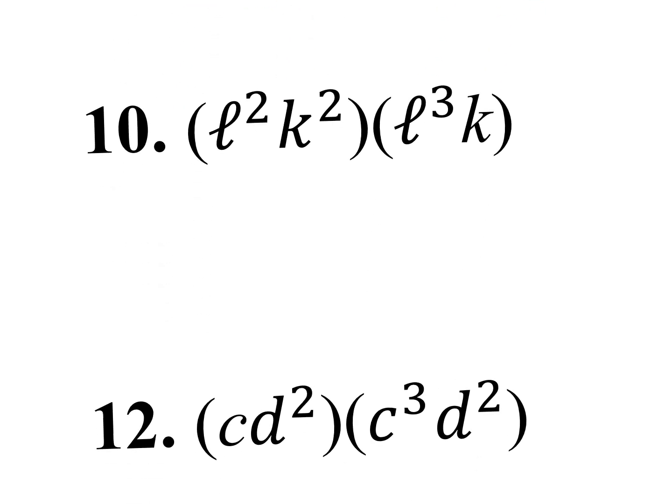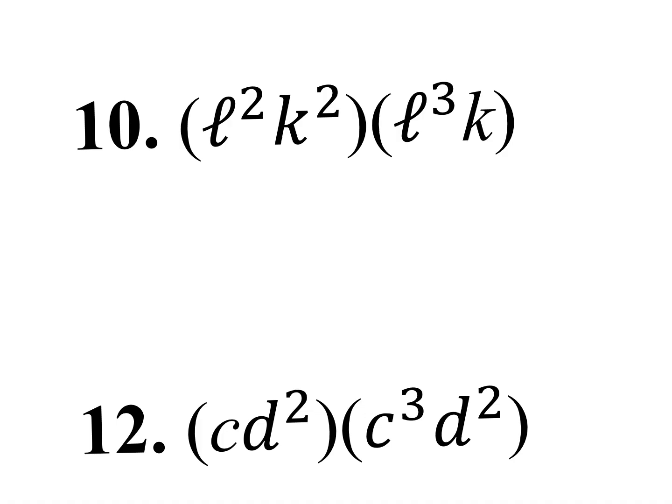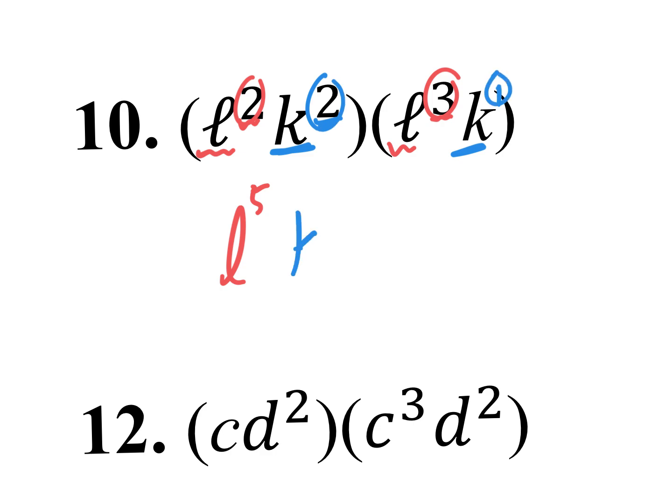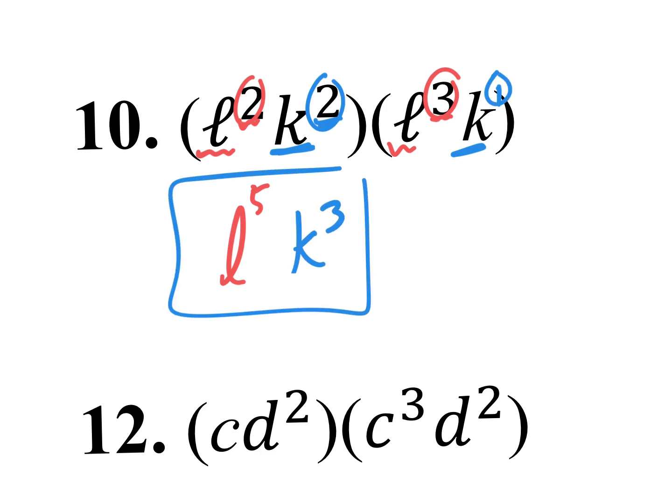Looking at number 10, it's the same exact deal. You're just adding exponents, and you could just do this in your head. Look at the L to the 2nd and the L to the 3rd. Add the 2 and the 3, and you'll get L to the 5th. There's your answer. And then you can move on to your K's. You got K to the 2nd, K to the invisible 1. Add the 2 plus 1, and you'll get K to the 3rd. And there's your answer. Easy peasy, lemon squeezy.